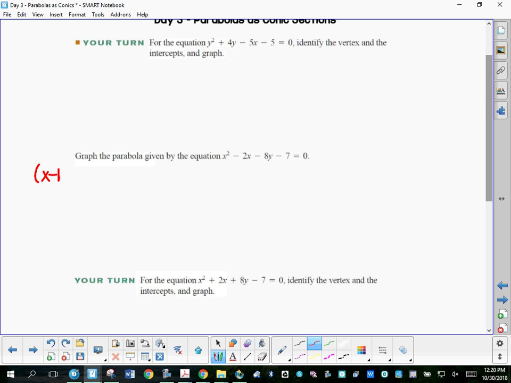I've got to have it in x minus h squared equals 4p times y minus k. Ours doesn't look like that, so I'm going to bundle the x's together and everything else to the side. So when I do that, I have x squared minus 2x, and then on the other side, what is it going to be, 8y plus 7.